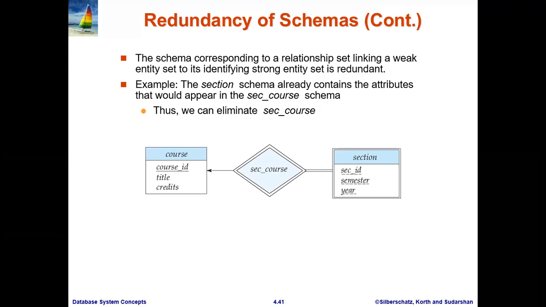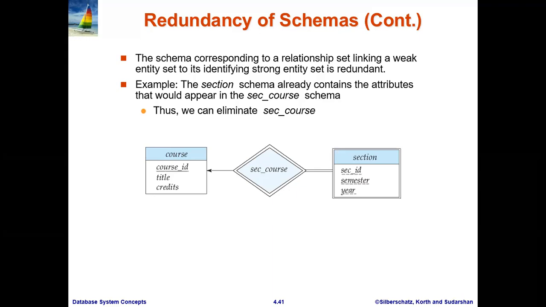Here there is a weak entity set section, an identifying strong entity set course, and a relationship set present between them, sec_course, which is represented as a double diamond. The weak entity set is represented as a double rectangle, and it is one to many, so the many side is total participation.